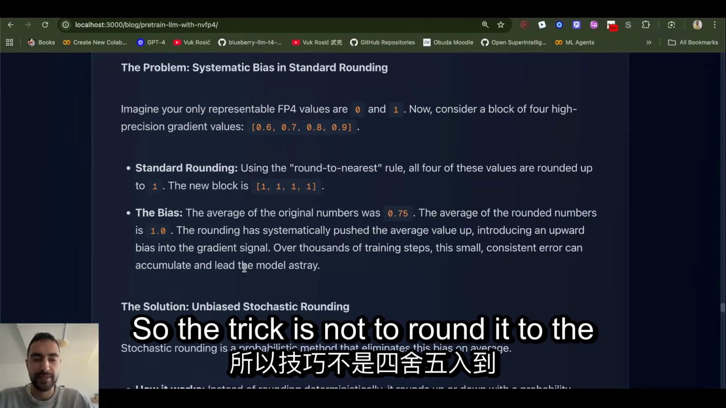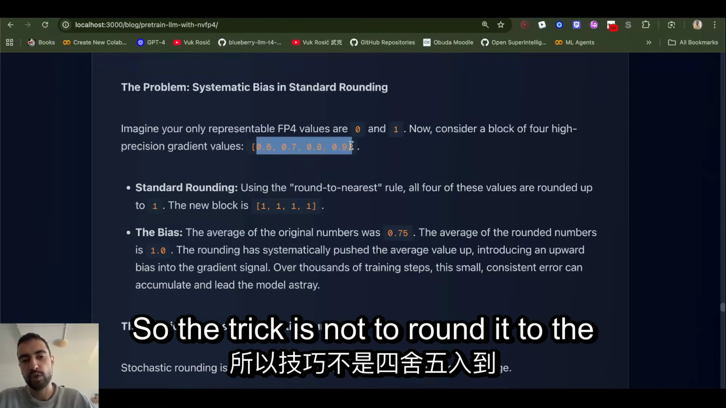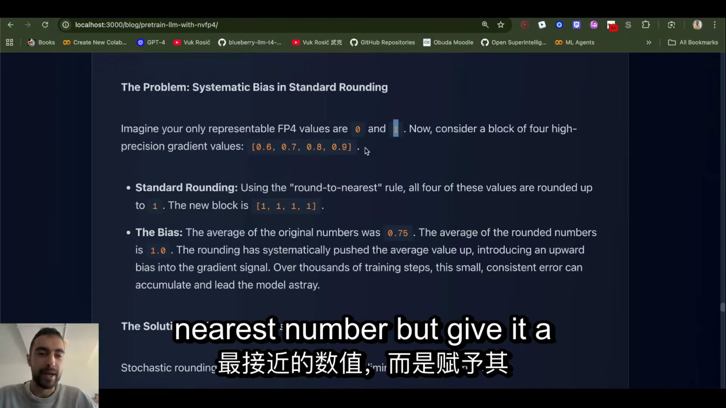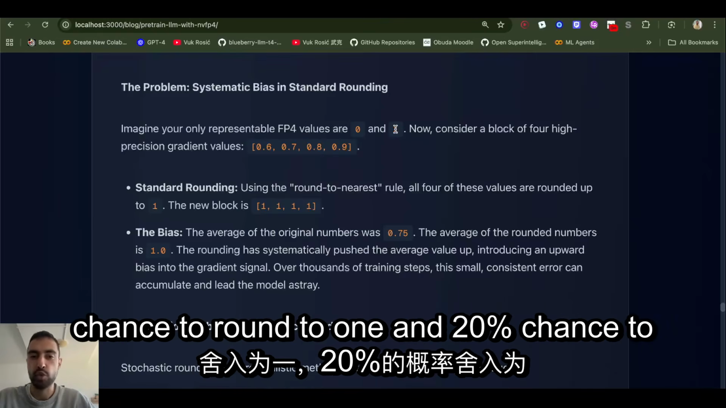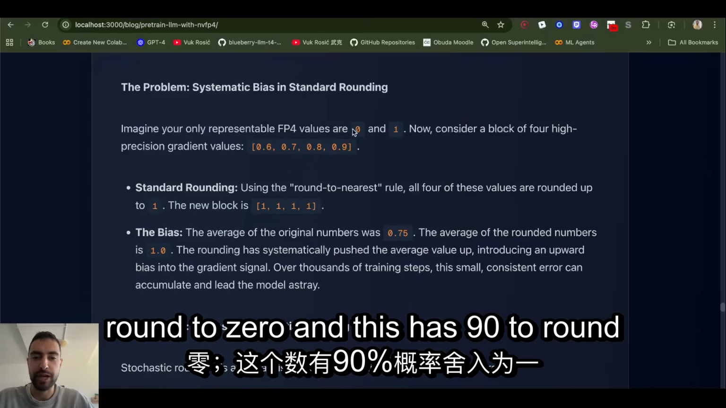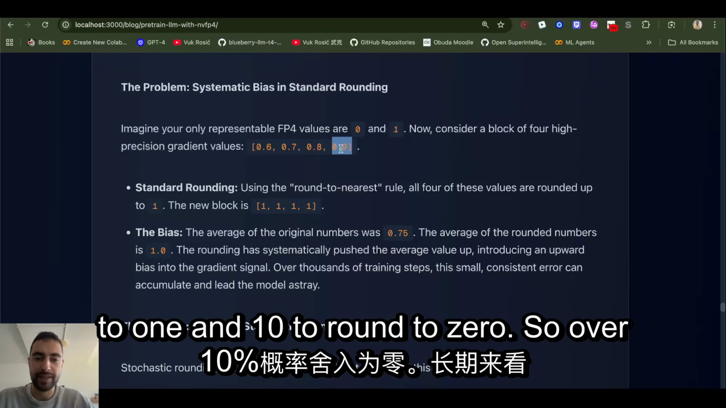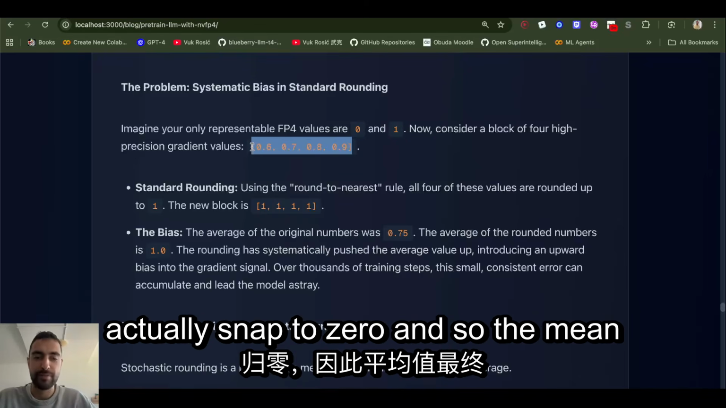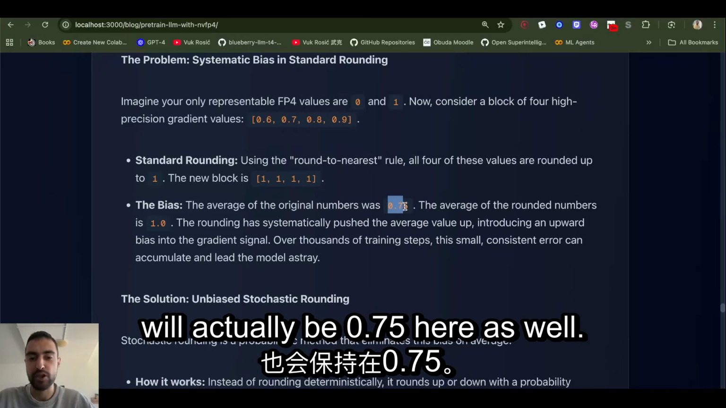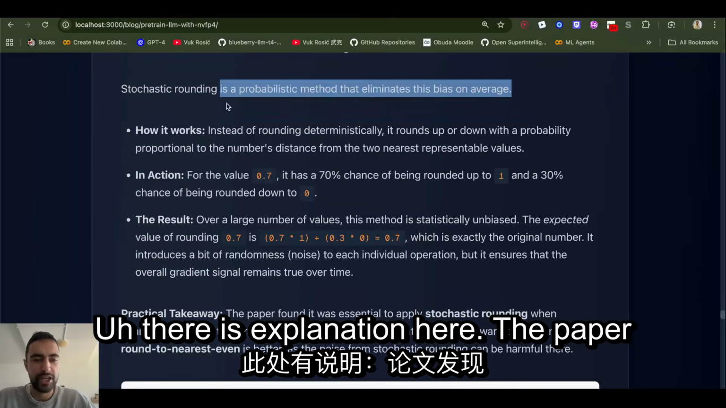So the trick is not to round to the nearest number, but to give it a probability. So this 0.8 has an 80% chance to round to 1 and a 20% chance to round to 0. And this has a 90% chance to round to 1 and 10% to round to 0. So over the long run, some of these will actually snap to 0, and so the mean will actually be 0.75 here as well. There is an explanation here.